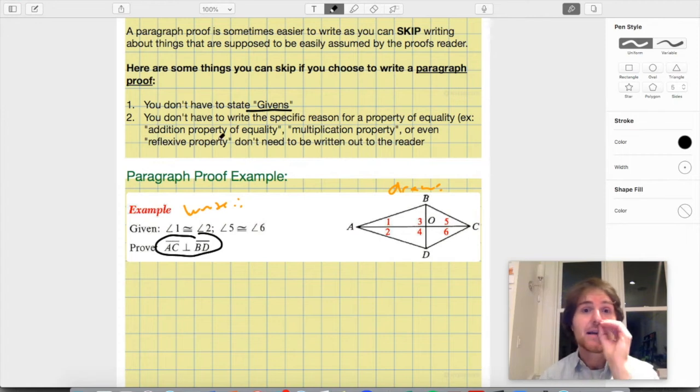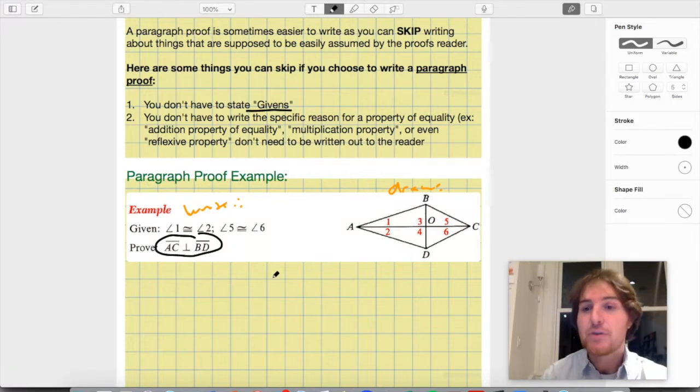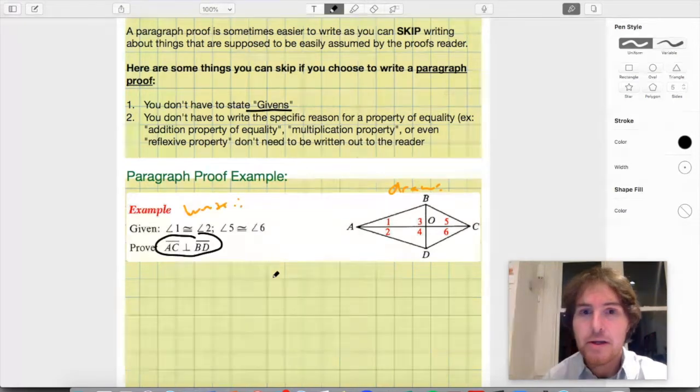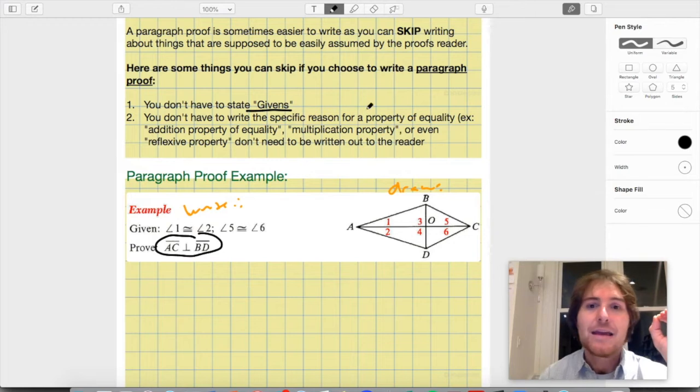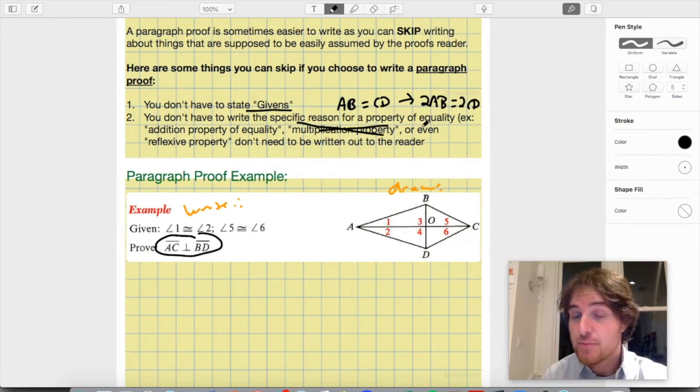Second thing you don't have to include, okay? Second thing is that you don't have to cite your specific reasons for a property of equality. For example, if you're adding two things to two sides of an equation when you're writing it out, you don't have to say the reason I could do this is by the addition property of equality. Or say if you knew that AB equals CD, and you wanted to say 2AB equals 2CD, you don't have to write out multiplication property of equality. You can just say, since I know AB equals CD, then 2AB equals 2CD.